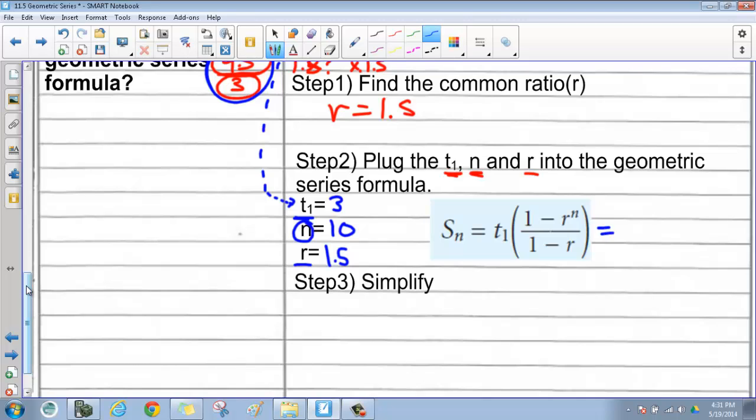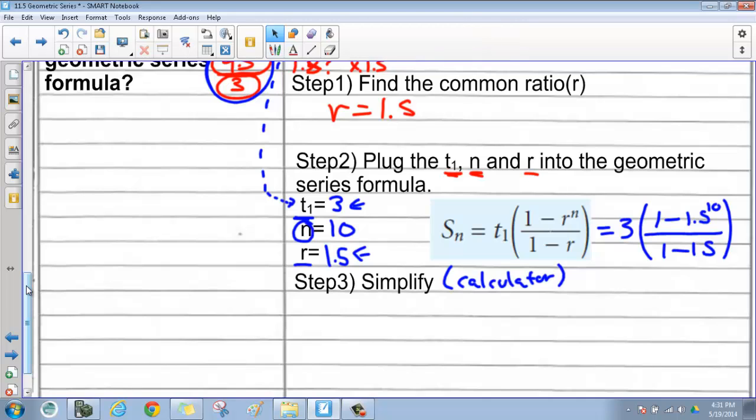This is equal to t sub 1, which we found was 3. So we have 3 times 1 minus our r, which we found was 1.5, so we have 1.5 to the n, which is 10, and then we have 1 minus 1.5. The next thing is to simplify it down. This isn't really easily simplified. This is kind of hard to simplify, so maybe the next thing to do is use our calculator. Let's just take that and put it in our calculator.